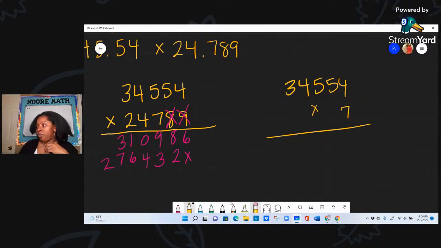All right, so 4 times 7, we have 28. 5 times 7 is 35, and 35 plus 2 is 37. 5 times 7 is 35, and 35 plus 3 is 38. 4 times 7 is 28, and 28 plus 3 is 31. And 3 times 7 is 21, and 21 plus 3 is 24.